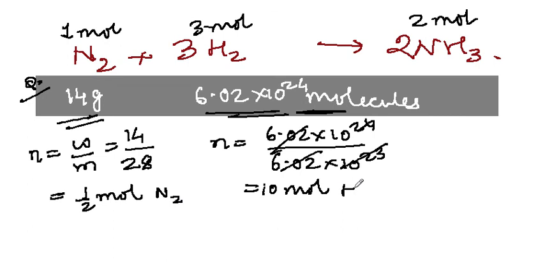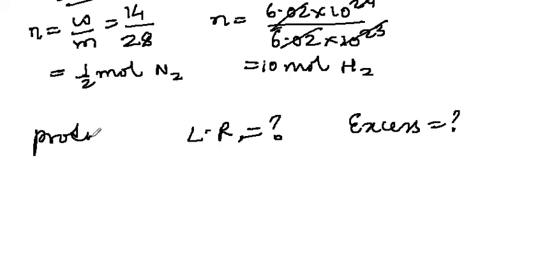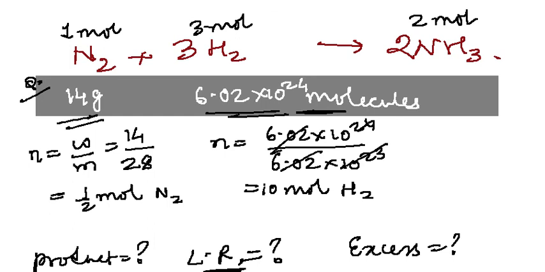So what they're asking us is to find the limiting reagent. Okay, so we have to find the limiting reagent. We have to find the molecule which is in excess, and let's say we are also going to find the amount of the product, that is ammonia, that would be formed. Okay, so first of all, let's try to find the limiting reagent. For finding the limiting reagent, we are going to compare the reactants.